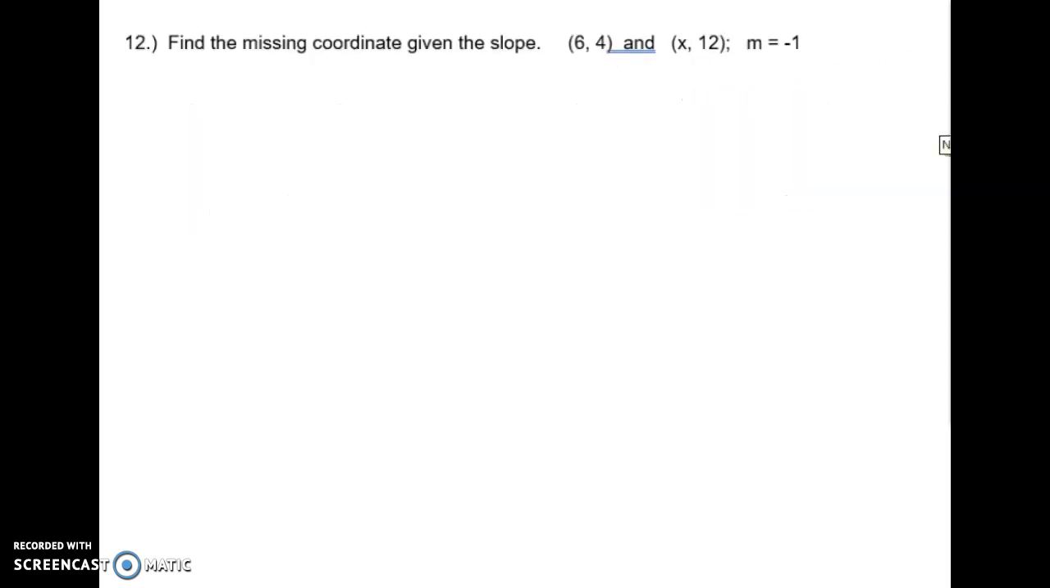Okay, moving on. Number 12, finding the missing coordinate given the slope. A lot of you guys are having trouble with this. So setting it up, again, we're just going to use the formula for slope. So y2, which is 12, minus 4, y sub 1, divided by x minus 6. We're trying to figure out what x is, and that slope is going to be equal to negative 1. 12 minus 4 is 8. 8 divided by x minus 6 is equal to negative 1.